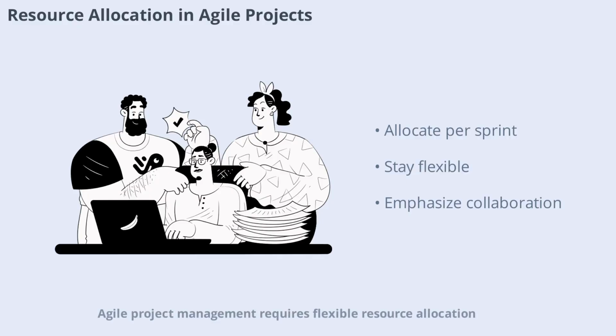Agile project management requires flexible resource allocation. Teams often work in short sprints with priorities shifting frequently. Allocate resources based on current sprint goals and be ready to adjust as the project evolves. Agile emphasizes collaboration and adaptability, making it essential to keep communication open and resource plans flexible.